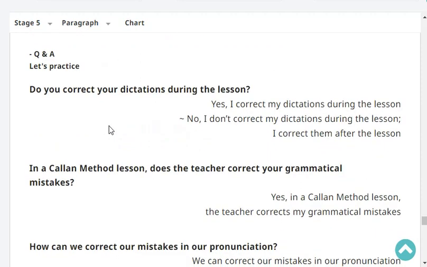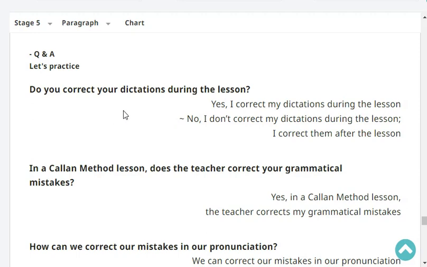Let's practice. Do you correct your dictations during the lesson? Yes or no? No, I don't correct my dictations during the lesson. I correct them after the lesson. Very good.